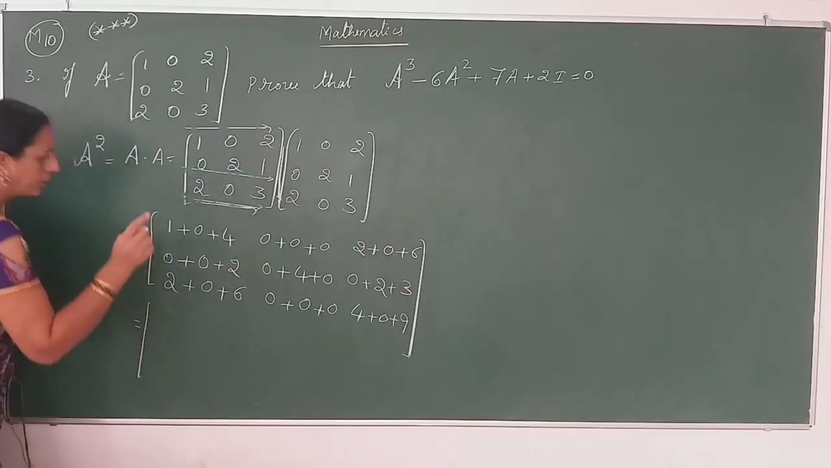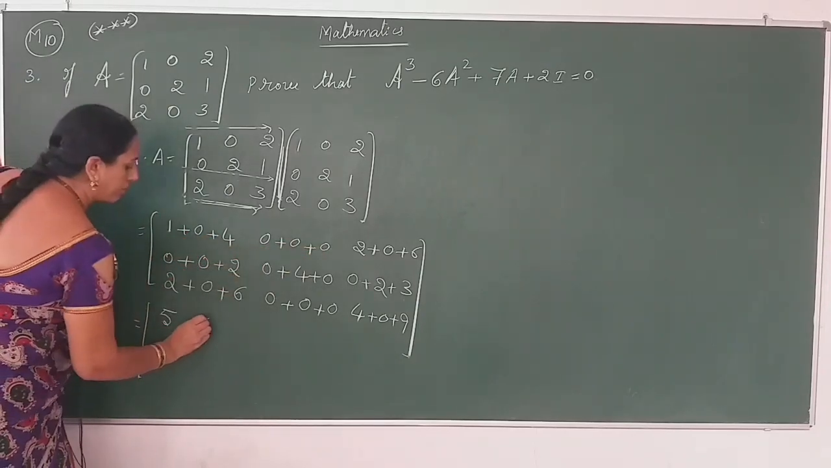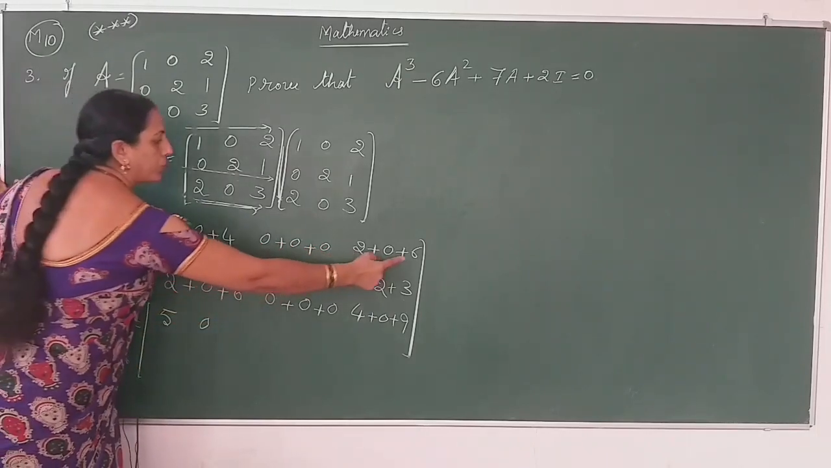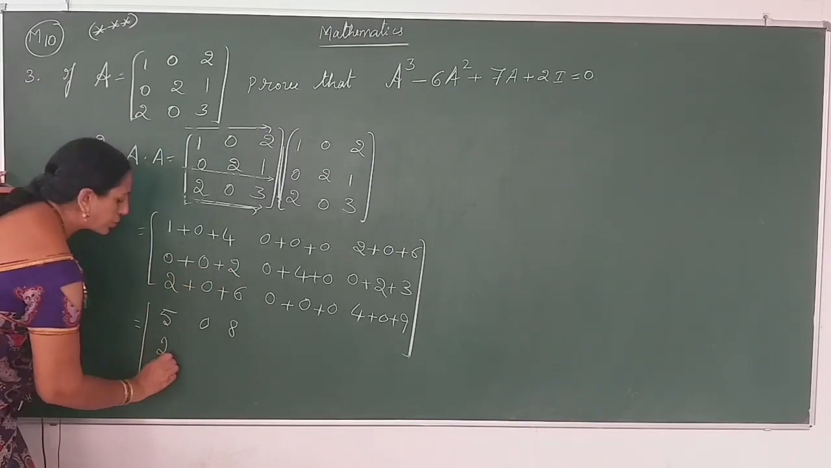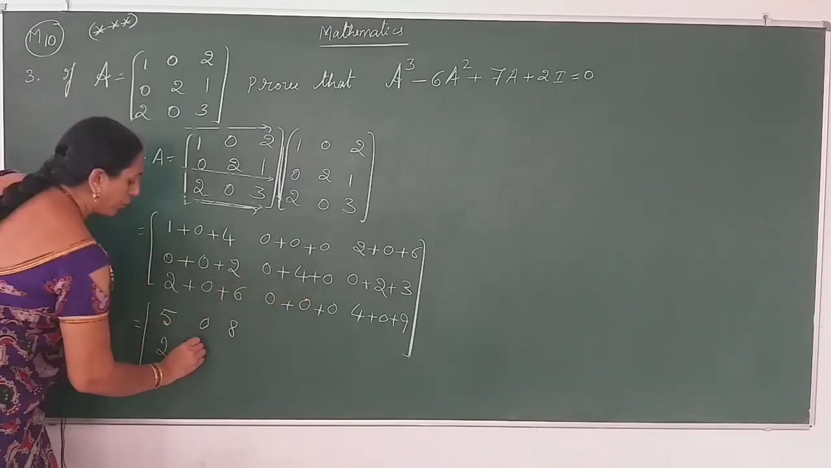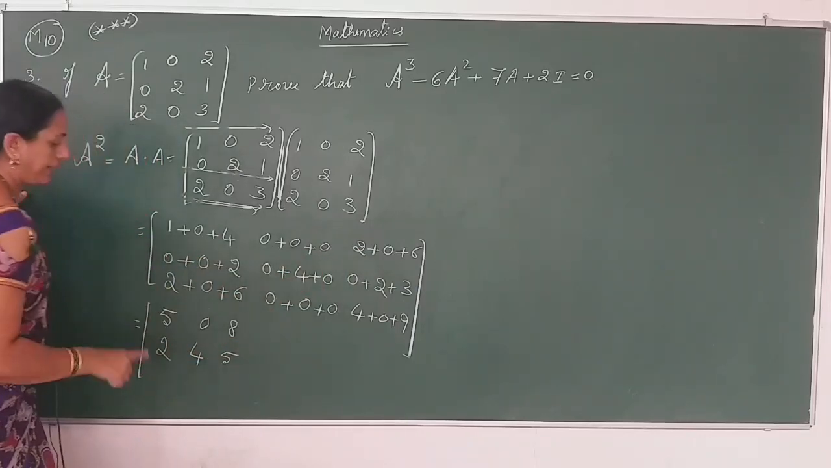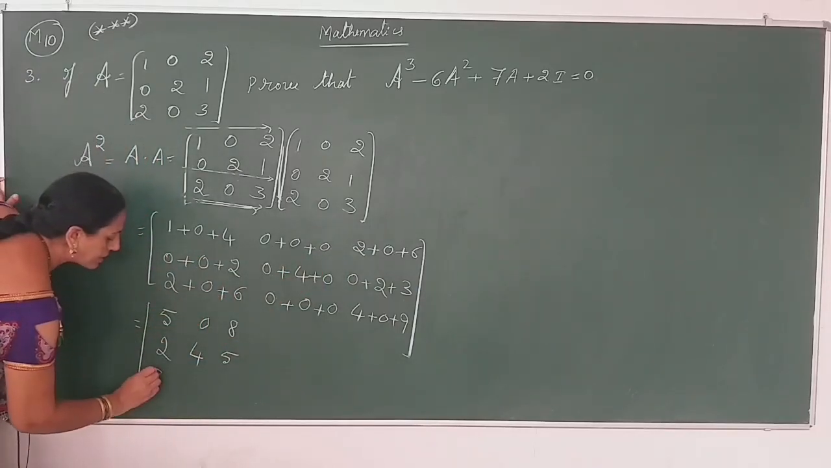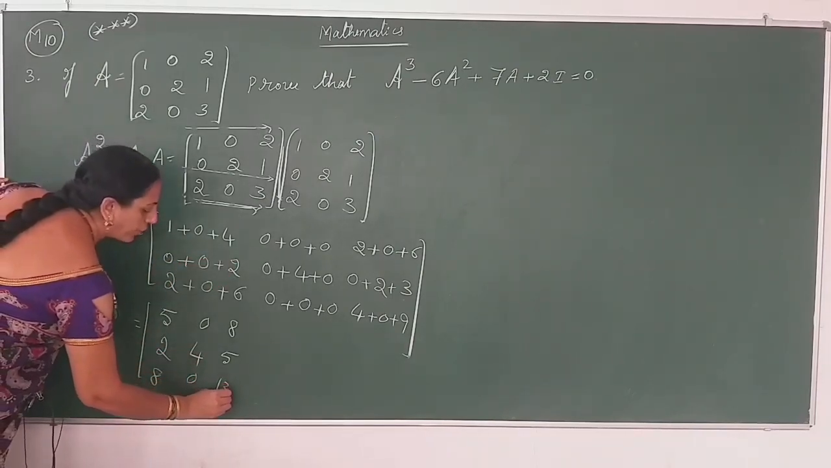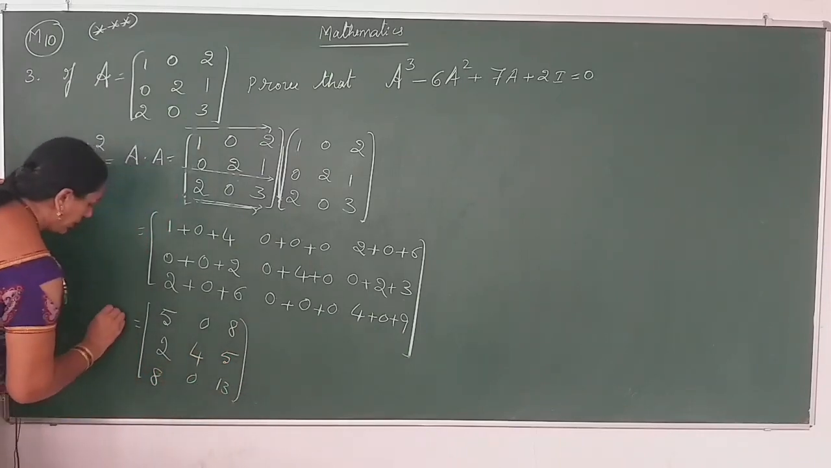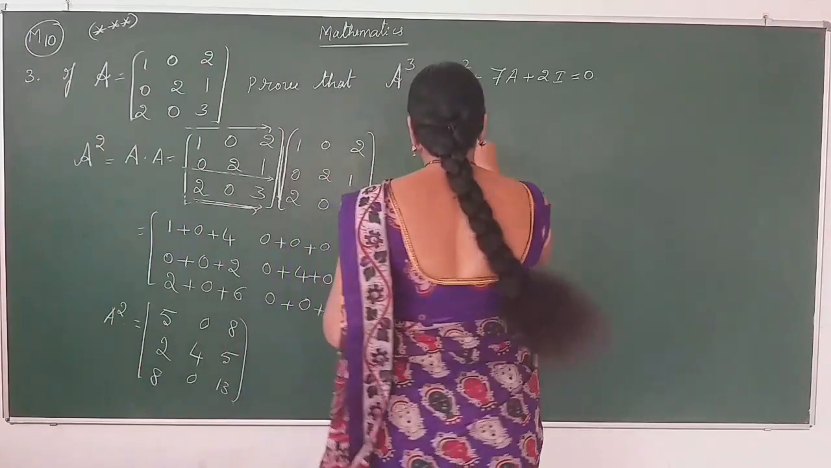Now adding: 1 plus 0 plus 4 is 5. 0 plus 0 plus 0 is 0. 2 plus 6 is 8. 0 plus 2 is 2. 0 plus 4 plus 0 is 4. 2 plus 3 is 5. 2 plus 6 is 8. 0. And 9 plus 4 is 13. That is A squared. So next we'll find A cubed.